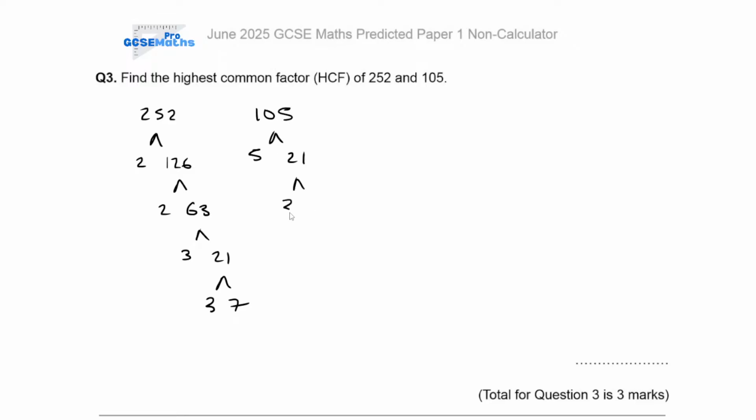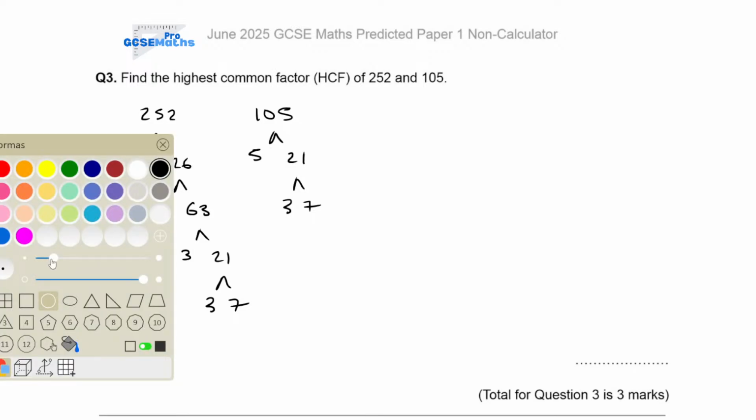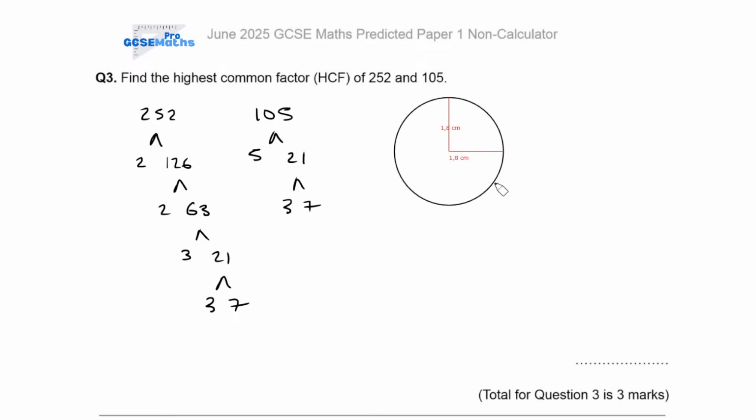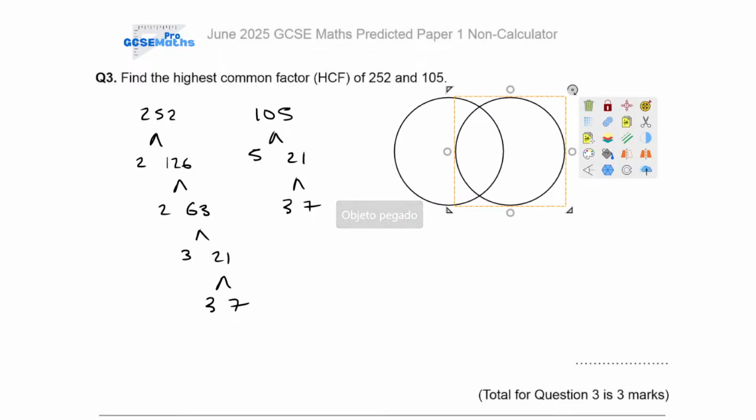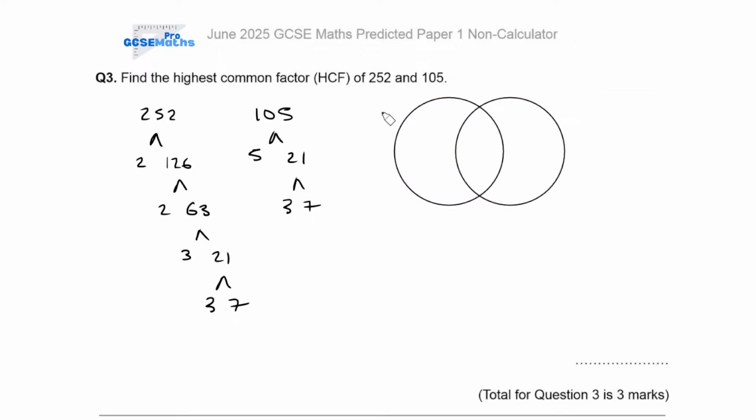You can kind of see what the answer is already, but just to go through the whole method, this is how I would do it. So just scribble some circles, they don't have to look nice. This works quite well for lowest common multiple, more so, I guess, because it saves you from having to do the times tables.